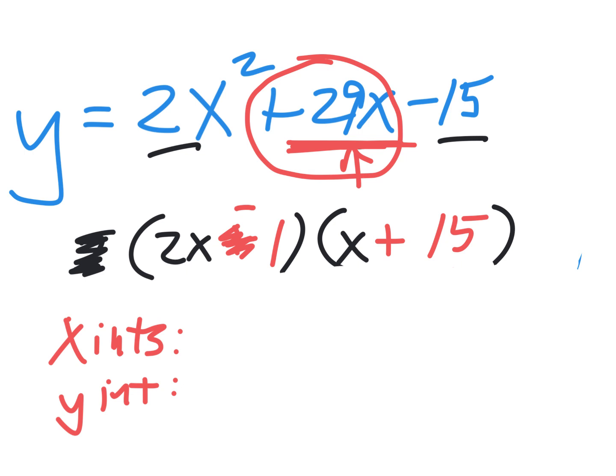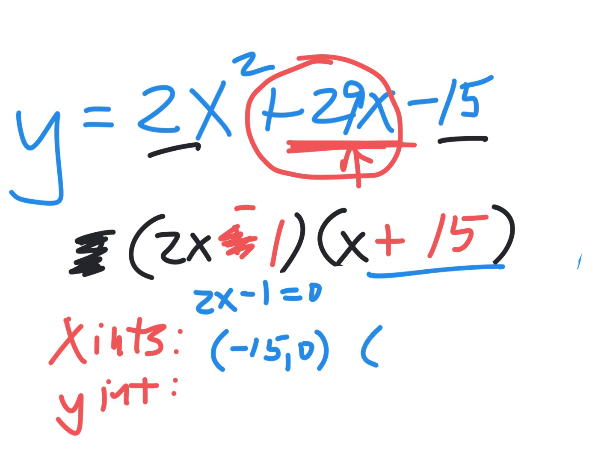Then you just go 2x minus 1 equals 0, and you solve the easiest little equation in the world. Yeah, this answer is easy. It's negative 15. X-intercept is where y is 0, so I go like that. And then the other answer, same deal. X-intercept is where y is 0, so that solves to 1/2. Who had them right? Raise your hand if you did.